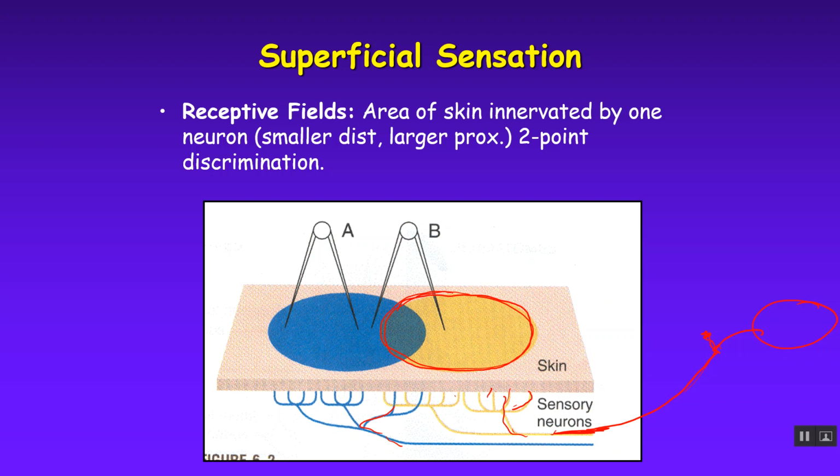Now you might get lucky on a back and happen to get the 2 points right where the 2 receptive fields are. There's usually some overlap. So you see there's overlap here, and you have all these other receptive fields that are all overlapping out here. So as long as 2 points fall in 2 different receptive fields, you're going to be able to perceive it as 2 points. Okay.